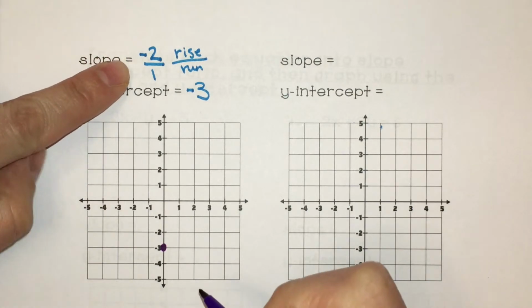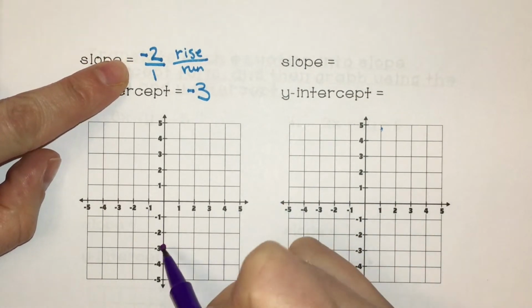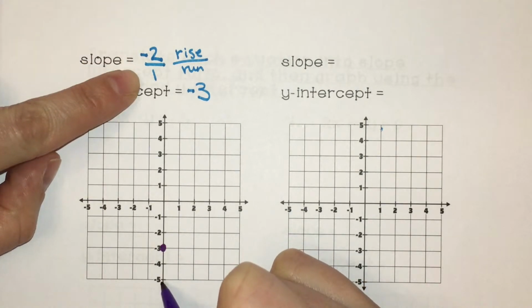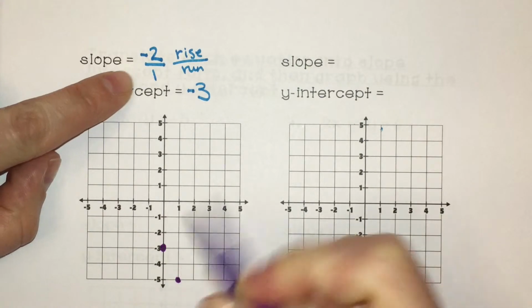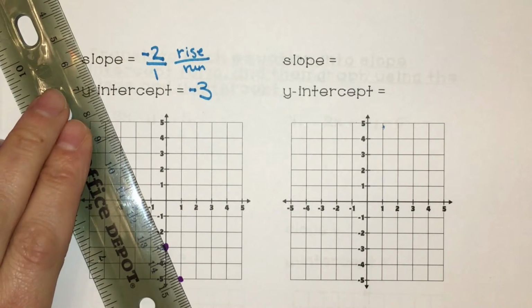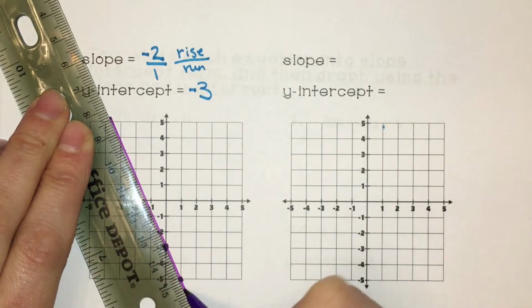I'm going to use the slope to graph my second point. So I'm going to start at the y-intercept. My rise is negative 2, meaning going down 2. My run's positive 1, so to the right 1. And then I'm just going to connect those 2 points. And this is my graph of the line.